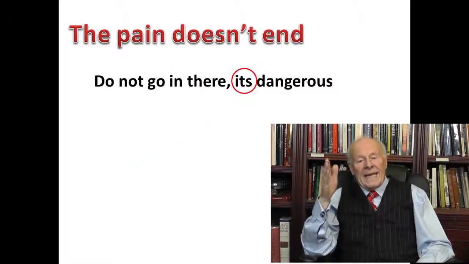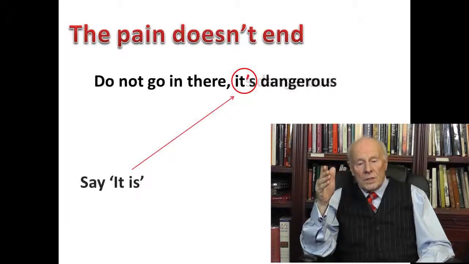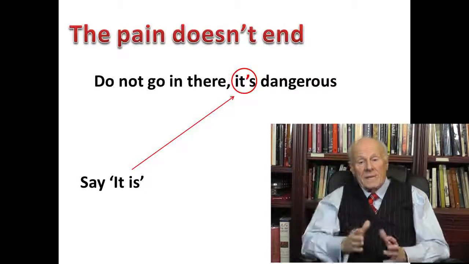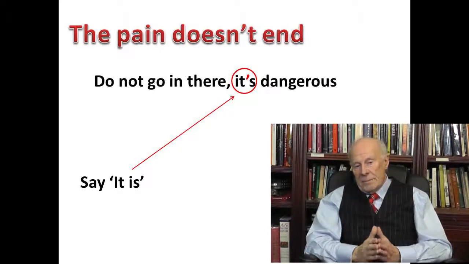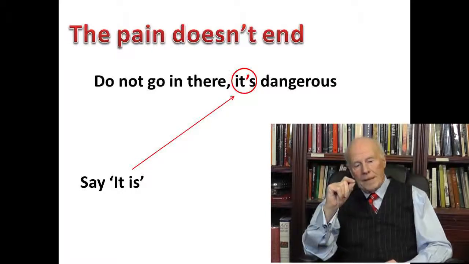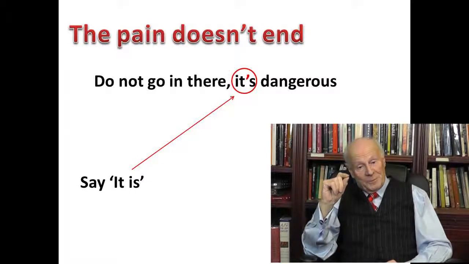Let's try another. Do not go in there, it's dangerous. Now let's say that out loud. Do not go in there, it is dangerous. That makes sense. So it does need an apostrophe. More confusion.